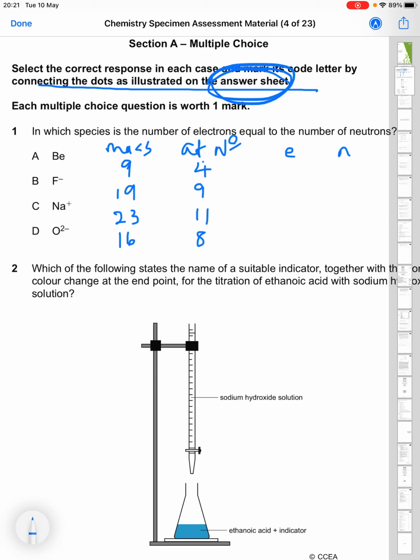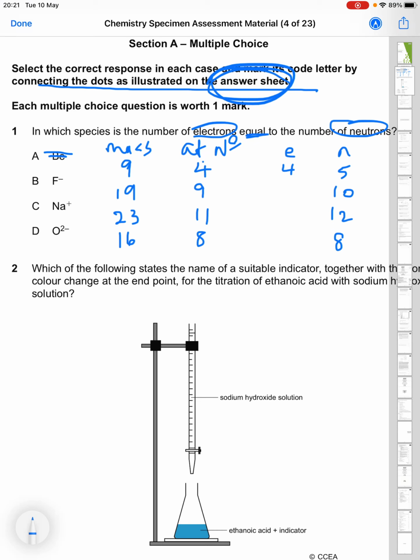So we know then that the number of neutrons for beryllium is 5. For fluorine, it's 10. For the sodium, it's 12. And for oxygen, it is 8. Then just looking at the number of electrons. So for beryllium, there's no charge, so it's just 4. So we can rule it out because they're not the same. It says electrons and neutrons have to be equal. So we can rule out beryllium.